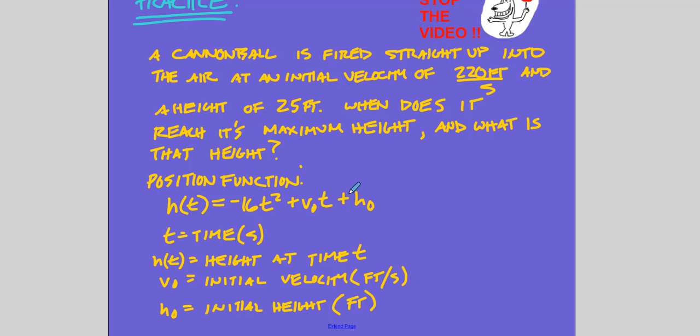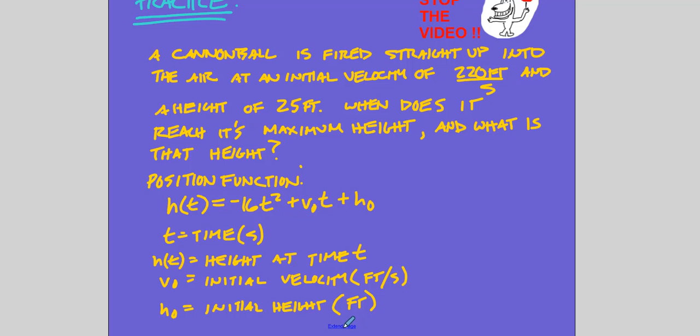So again, here's our position function. H of t is -16t squared plus v sub 0 t plus h sub 0. T is time in seconds. H of t is the height at time t. V sub 0 is the initial velocity in feet per second. And initial height, h sub 0, is in feet. Okay, so now stop the video, and when you're done, turn it on, and I will work through the solution, see if you agree with what I got.